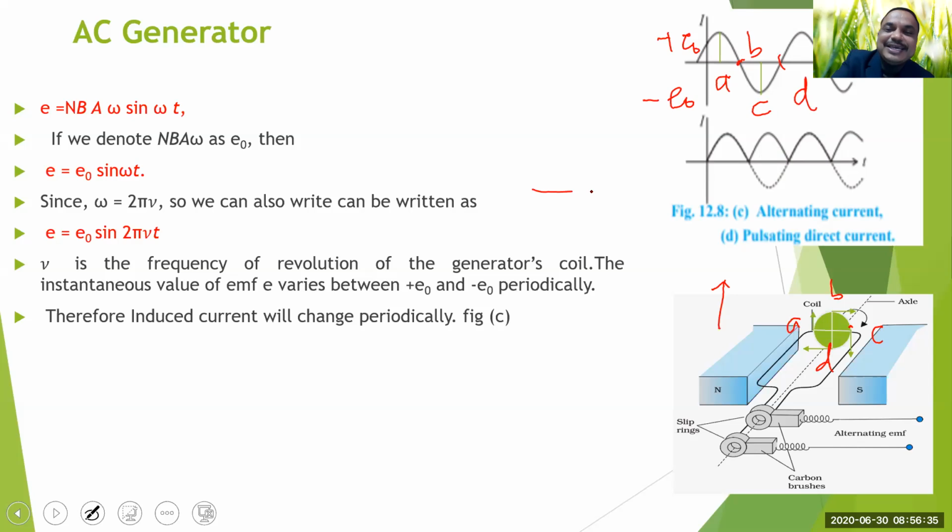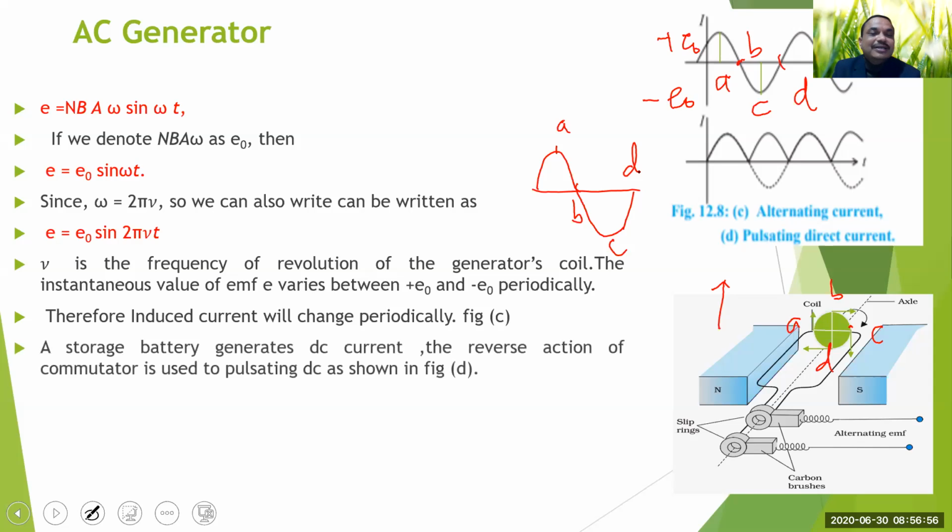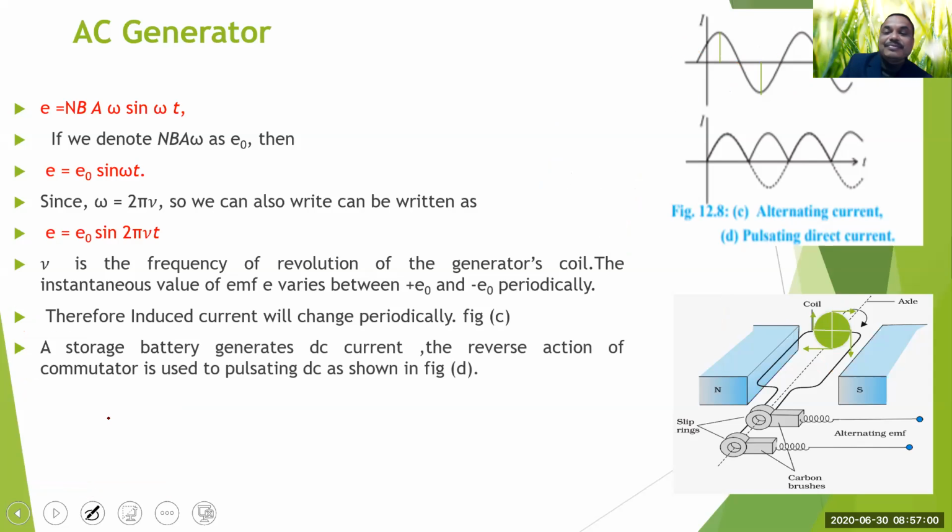So in one cycle, at point A, we get the maximum induced EMF plus E0. At point B, it is 0. At point C, it is minus E0. And at point D, again, it is 0. In this way, the EMF is alternating, or changing its direction. So this is called an AC generator.